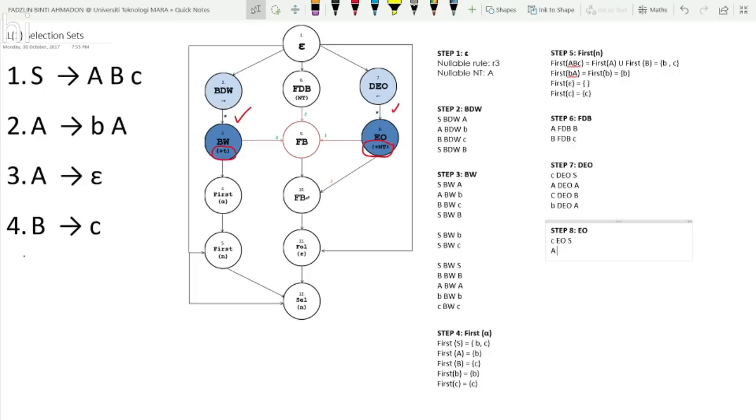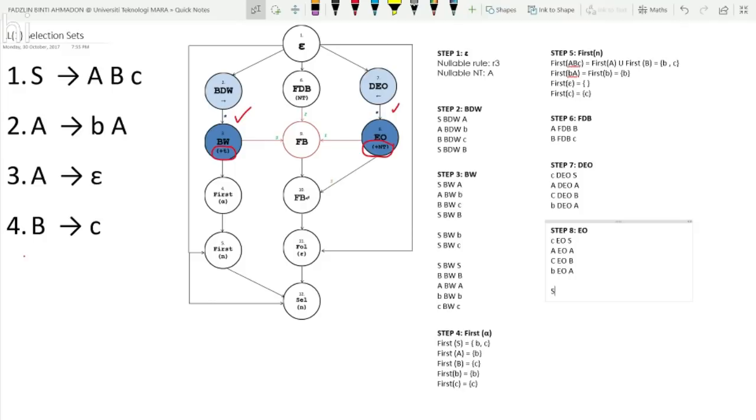CEOS, AEOA, CEOB, BEOA. Okay, let's check whether we have a transitive property. It looks like we do not have a transitive property. So how about the reflexive property?